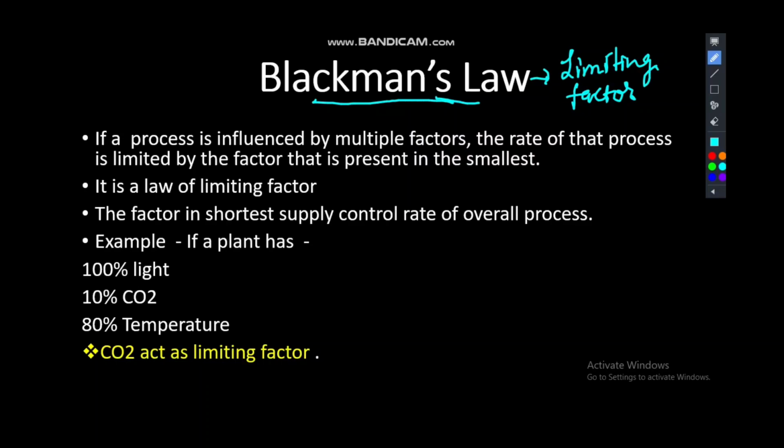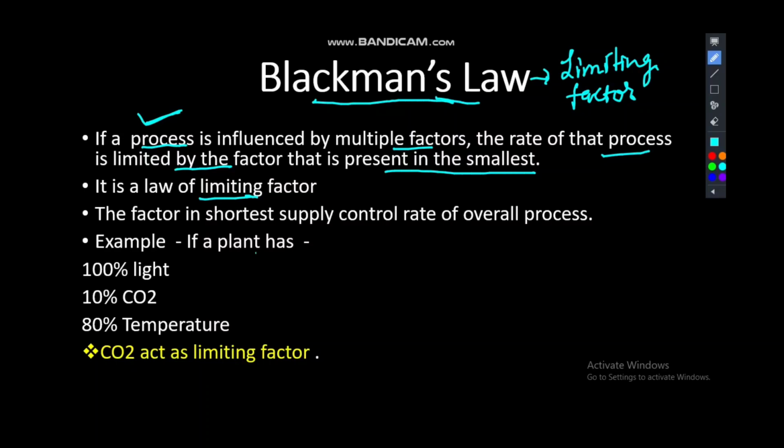It is simply saying if a process, any biological process if you take, is influenced by multiple factors, the rate of that process is limited by the factor that is present in the smallest. So the rate of that specific process will be limited or will be stopped or will not continue further if any one of the factors is not there. So for example, this is a law of limiting factor.